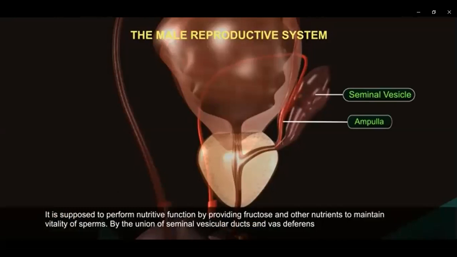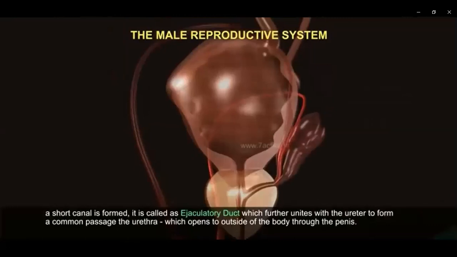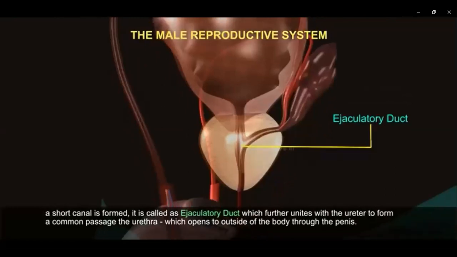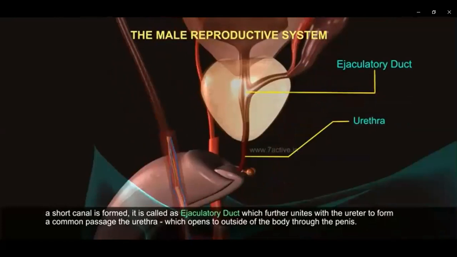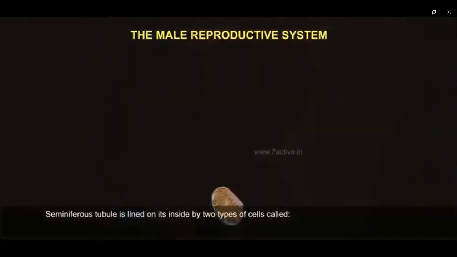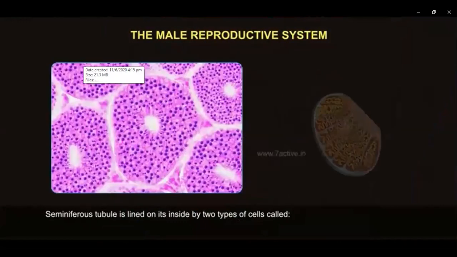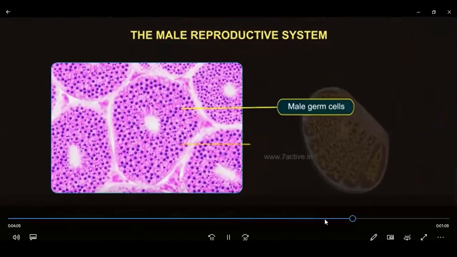By the union of the seminal vesicular ducts and vas deferens, a short canal is formed. It is called the ejaculatory duct, which further unites with the ureter to form a common passage, the urethra, which opens to the outside of the body through the penis. The seminiferous tubule is lined on its inside by two types of cells: male germ cells, which undergo meiotic division, finally leading to sperm formation, and Sertoli cells.